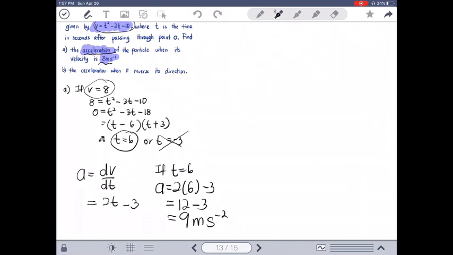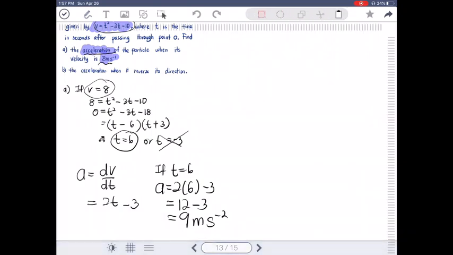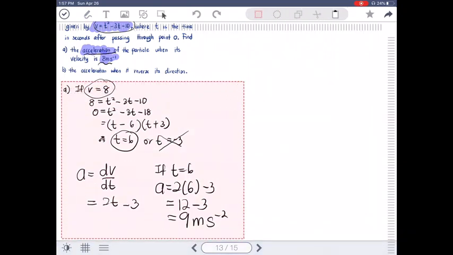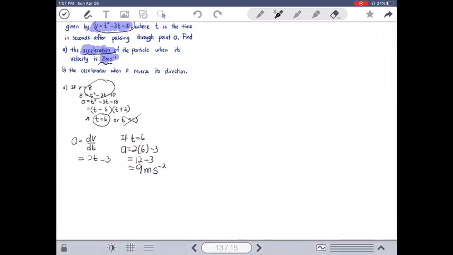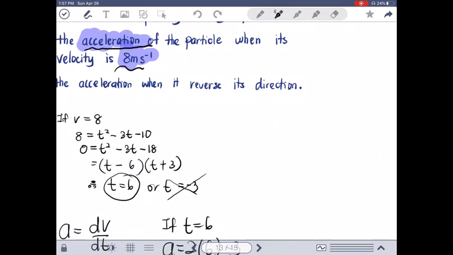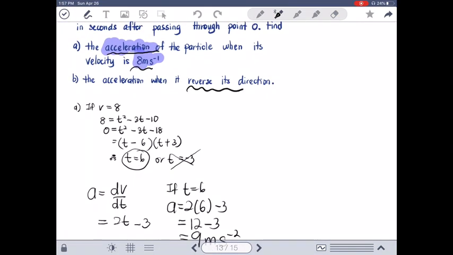Okay, B. Find the acceleration of the particle when it reverses its direction. So when it changes direction, v equals 0. So this is a turning point. That is when v equals 0.